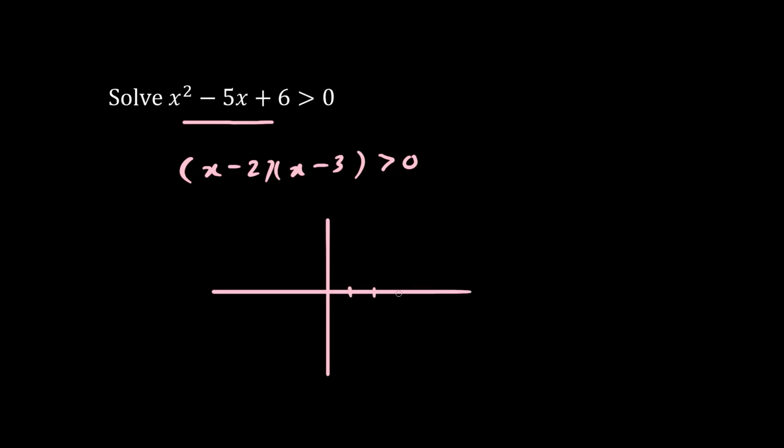We have 1, 2, 3, and we have the intercepts 2 and 3. So we have a happy face parabola. And when is the parabola above 0? When is this boat above the water? It is true when we have a hollow circle here, towards the right of 3, or a hollow circle towards the left of 2. So we say that x is less than 2 or x is greater than 3, not including the actual points, because there's no equal sign.